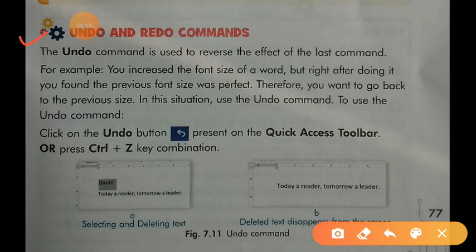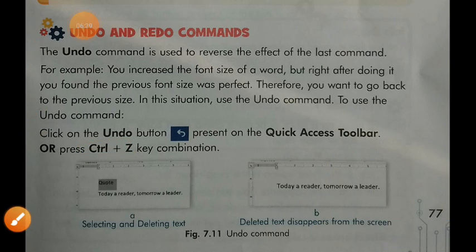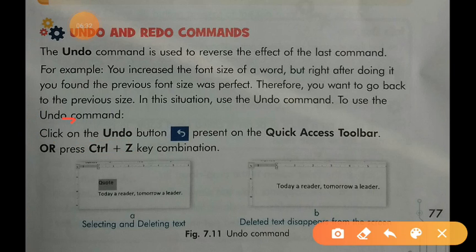you can use the undo command. To use the undo command, there are two methods. Just click on the Undo button that is present on the Quick Access Toolbar, or you can press Ctrl plus Z. Ctrl plus Z is the shortcut key combination to undo.